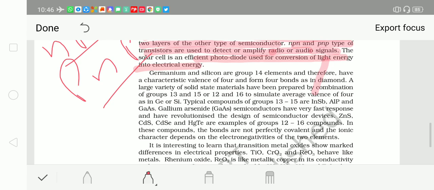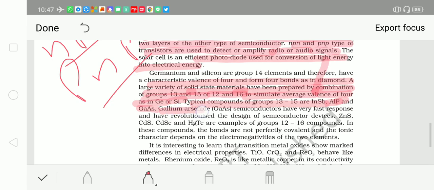Along with germanium and silicon, there are various other kinds of semiconductors, because the basic concept behind the semiconductivity of germanium and silicon is tetravalency. So keeping in mind the tetravalency, a large variety of solid state materials have been prepared by combination of group 13 and 15 or 12 and 16 to simulate the average balance of 4 as in germanium and silicon. For example, one 13 group element and one 15 group element. Electrons in the case of group 13 is 3 and in the case of group 15 is 5. So 5 plus 3 is a total of 8, so you can consider they are following the tetravalency. The examples are indium and antimony, then aluminum and phosphorus, then gallium and arsenic.